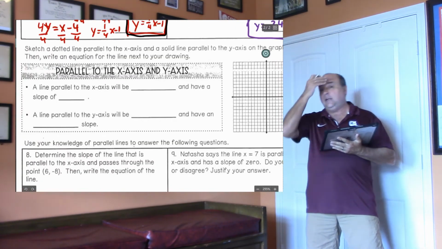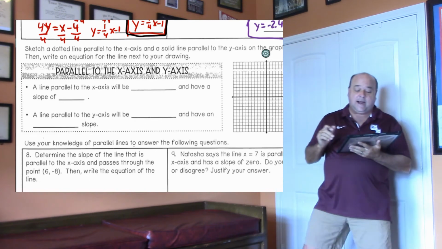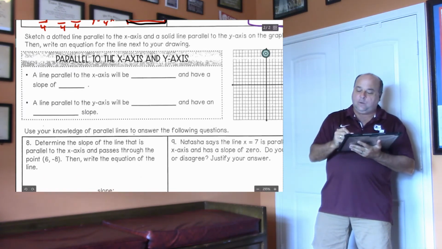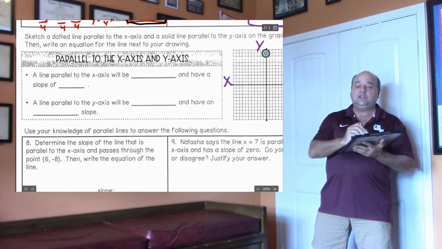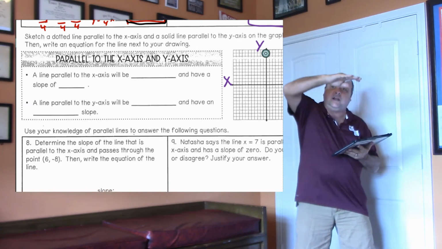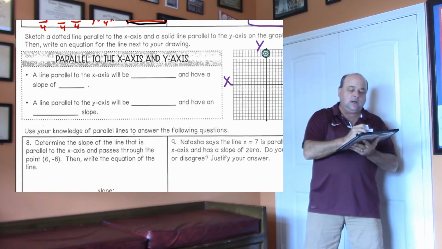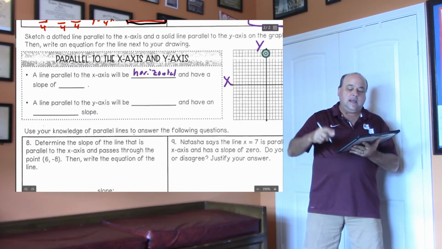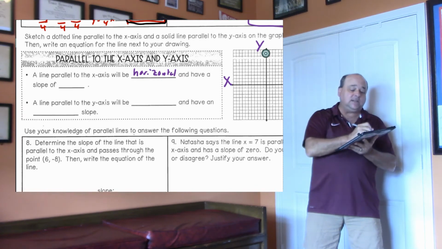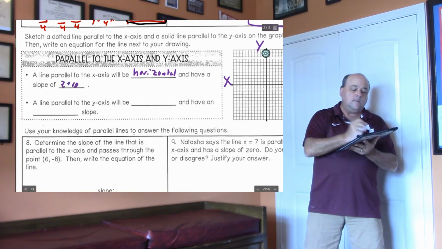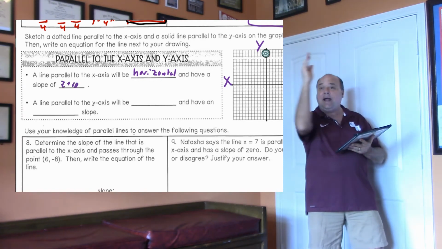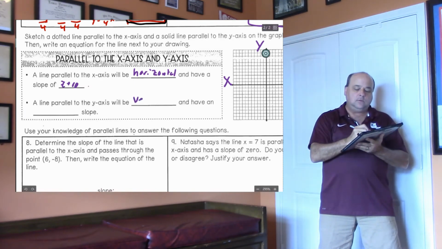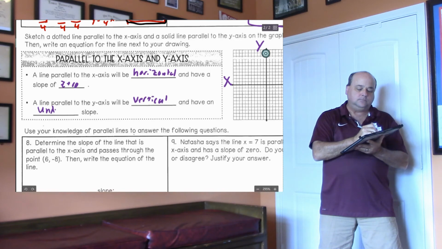Now then, these are kind of tricky because we're talking about the x and y axis, okay? A line, and remember, this is your x-axis, this is your y-axis. A line that is parallel to the x-axis will stay flat, won't it? That means it's going to be horizontal. These are really tricky. A flat line has a slope of 0. A line that's parallel to the y-axis will be vertical and will have an undefined slope.